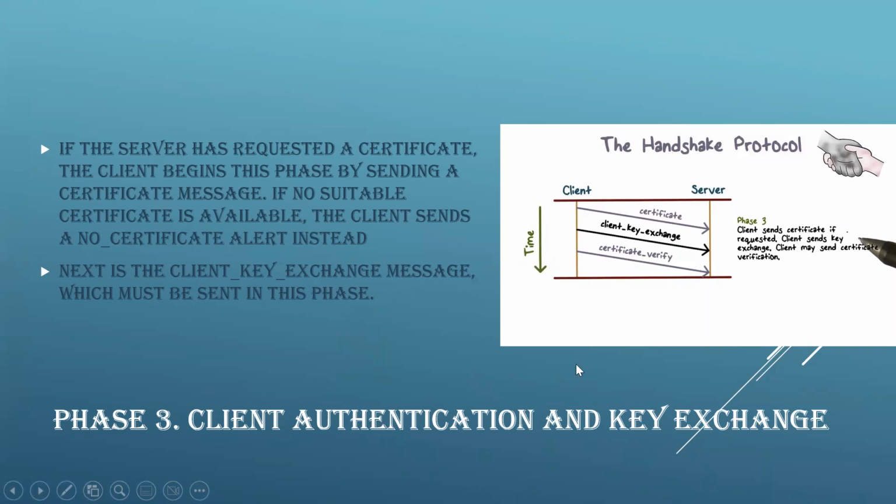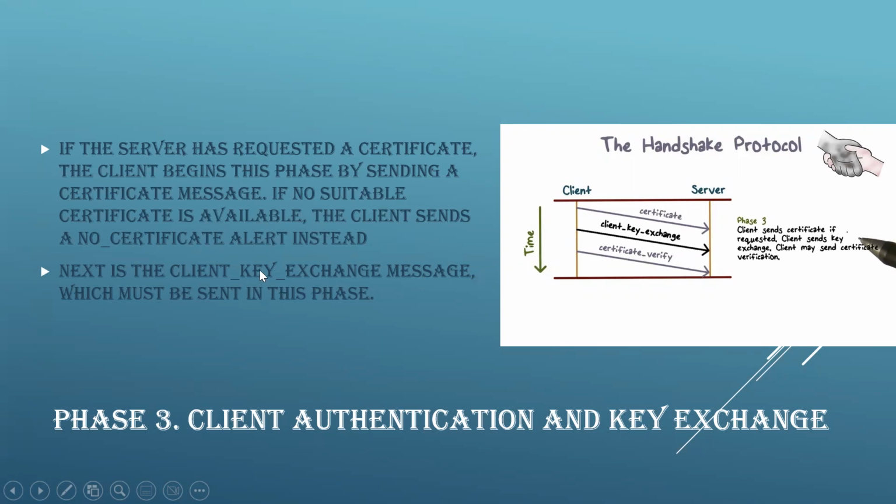Coming into phase 3, here the client authentication and key exchange take place. When the server done message is received, the client has to verify the server, checking whether a valid certificate is provided and whether the server hello parameters are authenticated. All those will be checked from the client side. If there is no suitable certificate available, the client will send a no certificate alert. If it has verified all the certificates, the client will send a certificate verify message.